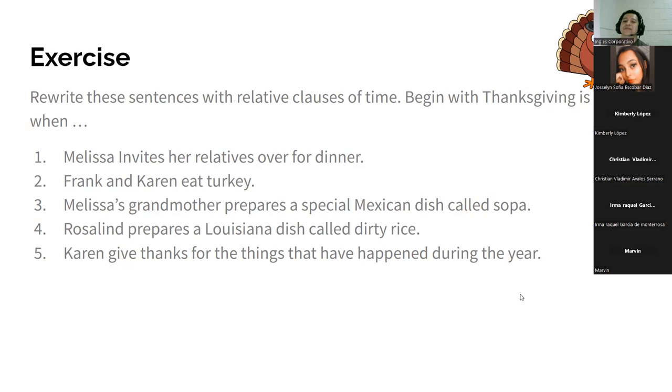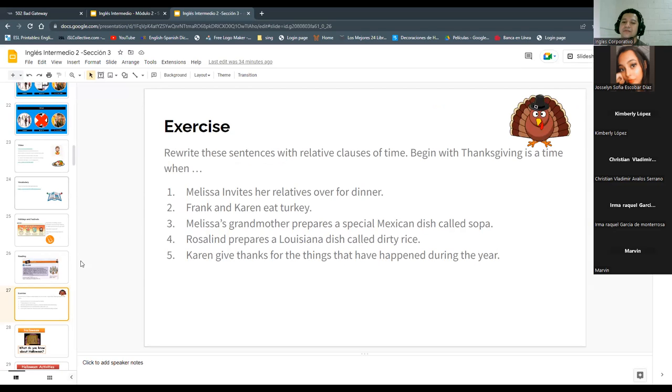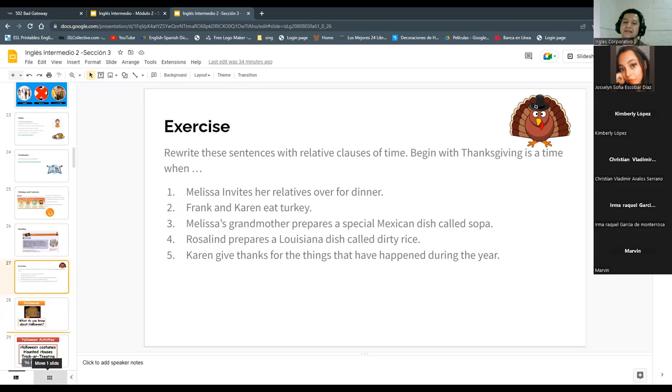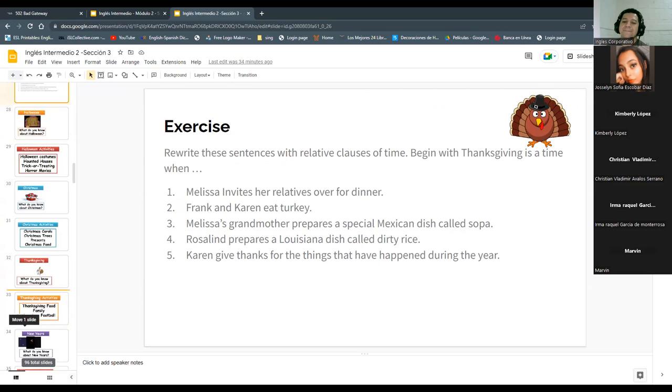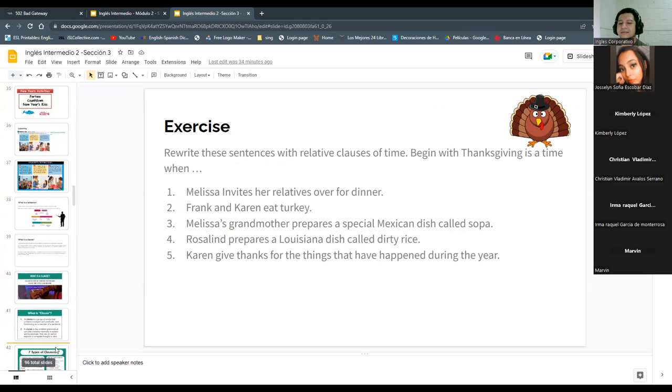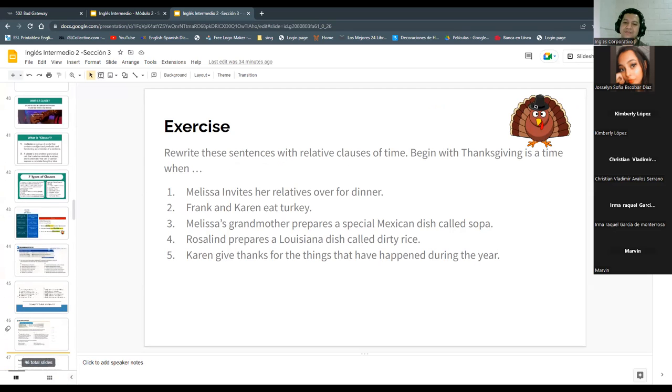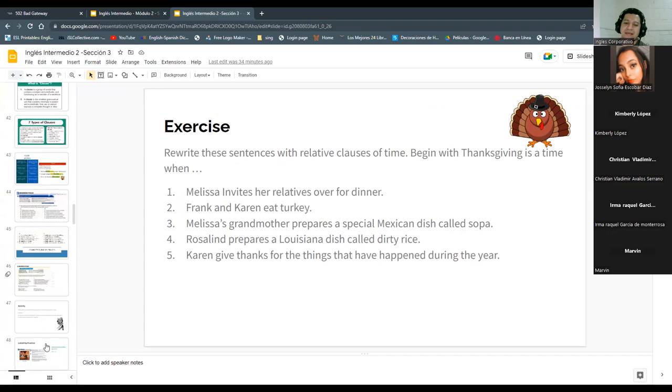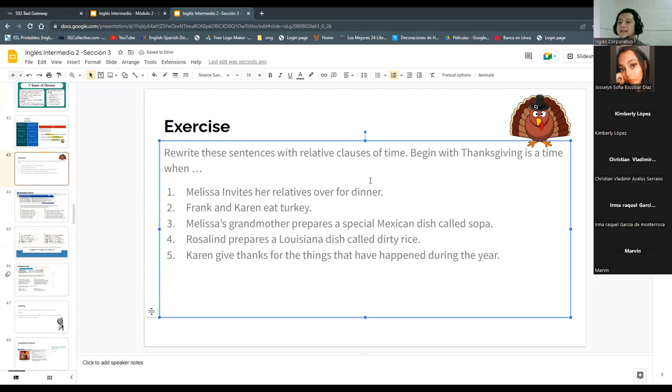So, esto es lo que vamos a hacer. Quiero que escriban una oración de cualquier cosa. No tiene que ser del Thanksgiving o de ningún holiday. Pero que sí tenga clauses, ¿verdad? Que sea una oración compuesta. Una oración larga, ¿verdad? Y ahí les daban el ejemplo, ¿verdad? El ejemplo de este. Por ejemplo, la uno, ¿verdad?